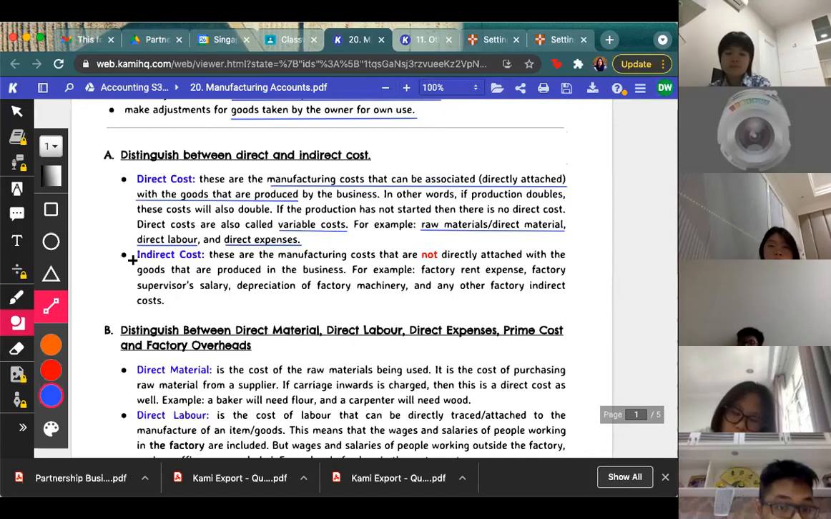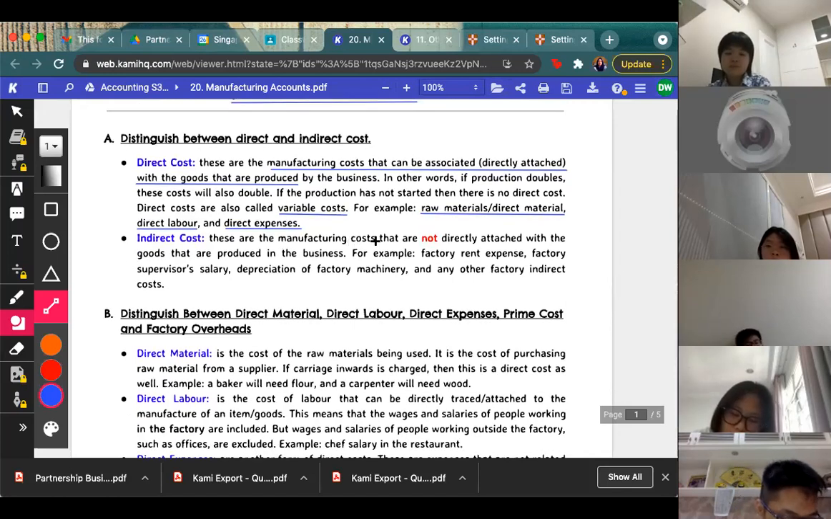Next is indirect cost. These are manufacturing costs that are not directly attached to the goods that are produced in the business. For example, factory rent expense. Talking about rent, if you're not producing goods at all, you still have to pay the rent. So whether you're producing the goods or not, this cost still exists. Factory supervisor salary also.